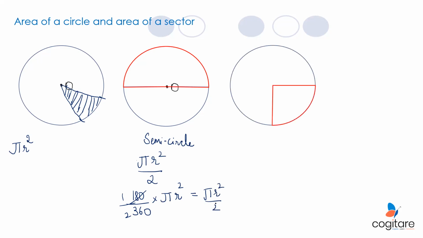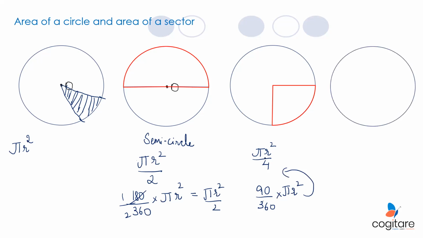Let's apply the same thing to a quadrant. It is pi r squared by 4, or the angle subtended by this arc of a quadrant is 90 by 360 into pi r squared. Either way, you will get pi r squared by 4. And then for this sector, the area of this sector PQ, if the central angle is theta, then the area of this sector is theta by 360 into pi r squared.